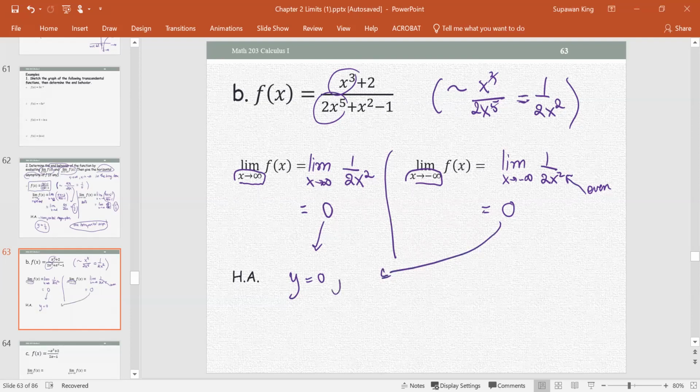In this case we have only one horizontal asymptote, y equals 0. So the right end goes to 0, the left end goes to 0. That is the common horizontal asymptote of the graph.